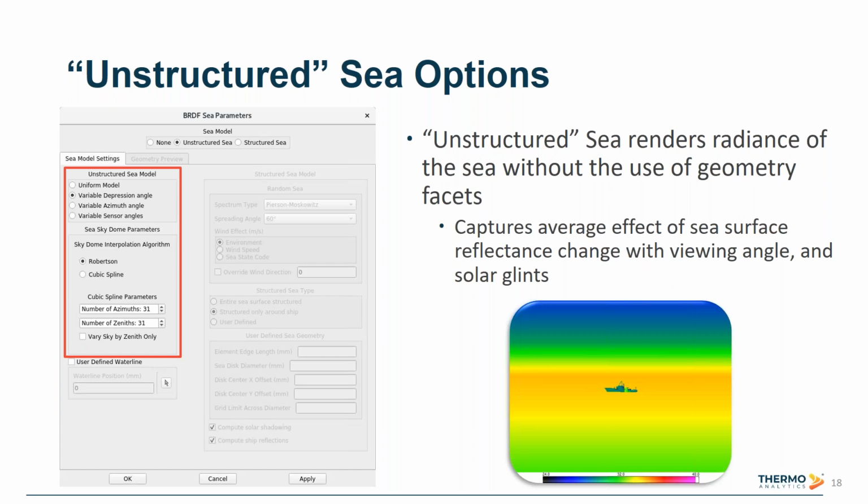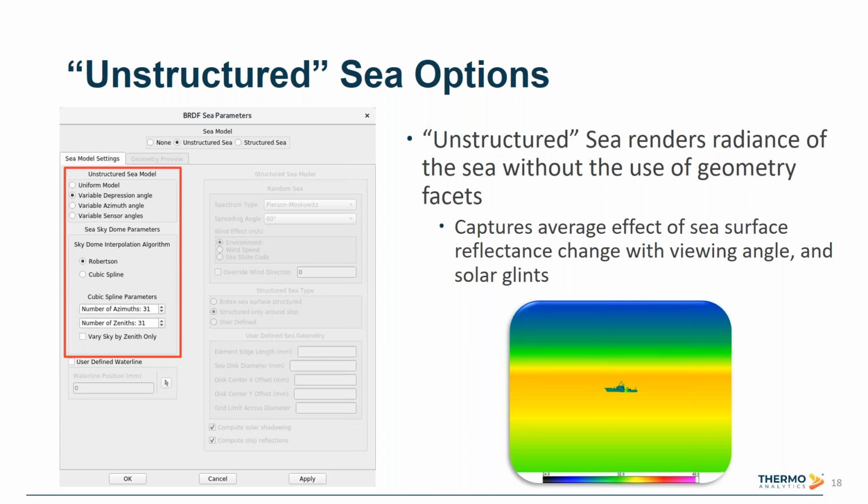Users can also specify either the Robertson algorithm or cubic spline option for the sky dome interpolation algorithm. The cubic spline parameters can be set to reduce the number of zeniths and azimuths computed for the algorithm. So this will set the number of points around the sky dome where ModTran is called, and radiance values computed for inputs to cubic spline spatial interpolation algorithm.